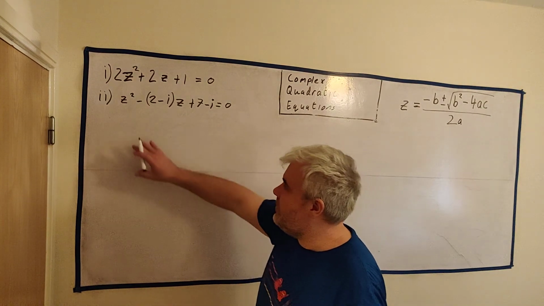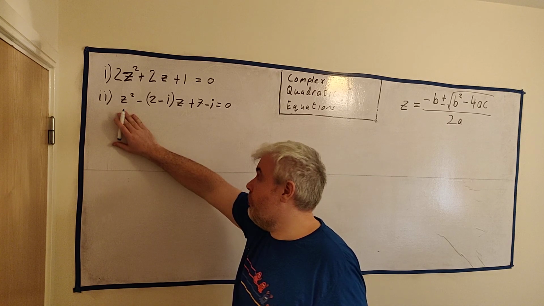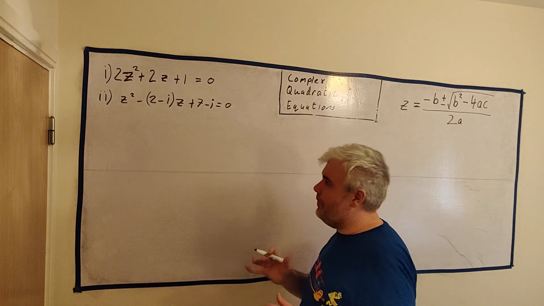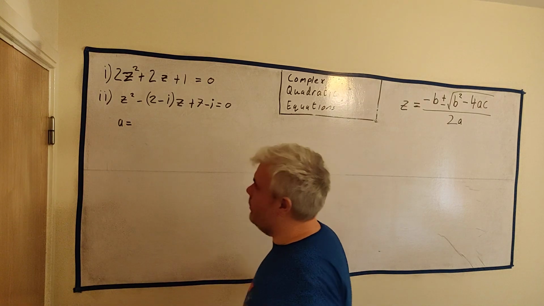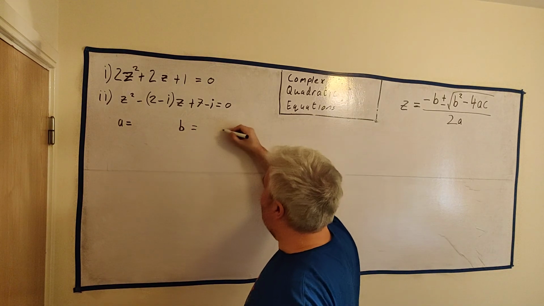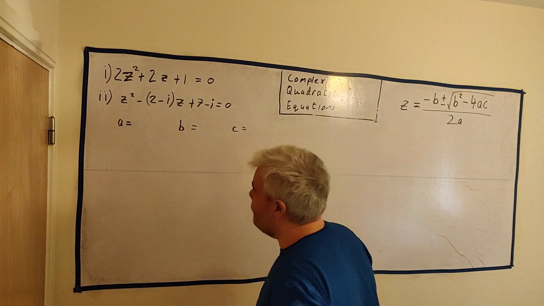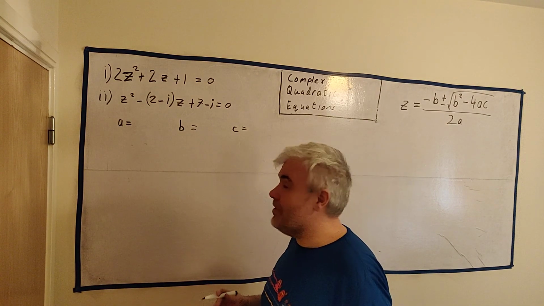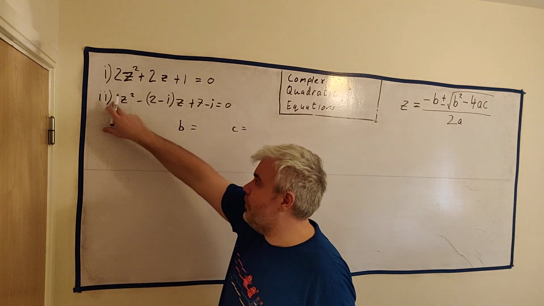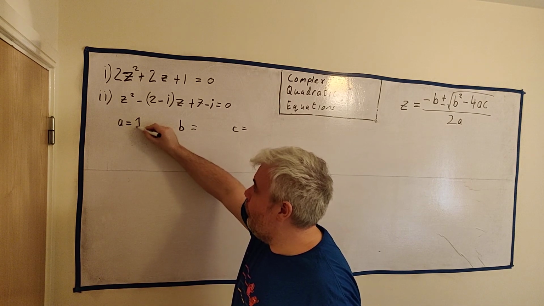Okay, part 2, as I already said, it has complex coefficients, and I'll spell that out a bit more by doing what I always do, by writing A equals, B equals, and C equals. So I'll ask myself, what is in front of the z squared? What's the coefficient of z squared? That one's normal enough, it's 1.